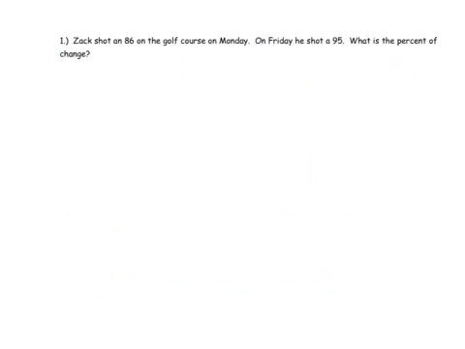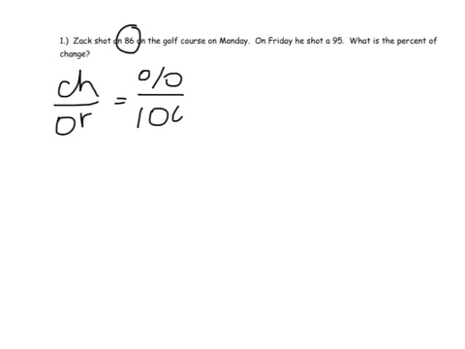On this first one, Zach shot an 86 on the golf course on Monday. On Friday, he shot 95. What is the percent of change? What I like to do is circle the original. So we've got a score on Monday and a score on Friday. Well, what day comes first in the week? Obviously, Monday does. That means this is my original amount. So let's just review. Change over original equals the percent over 100. And we're finding the percent. That's where our x will be.